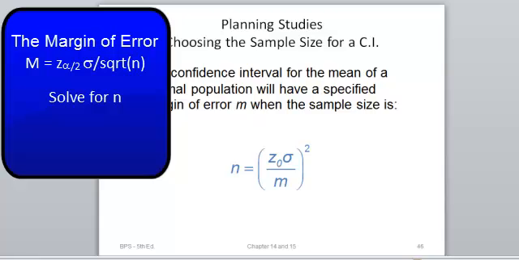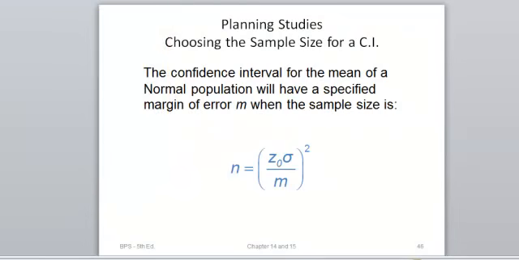The confidence interval for the mean of a normal population will have a specified margin of error, we'll call it M, when the sample size is, and this is how we determine it. Basically what we're doing is we're taking the calculation for the margin of error and we're solving it for n.